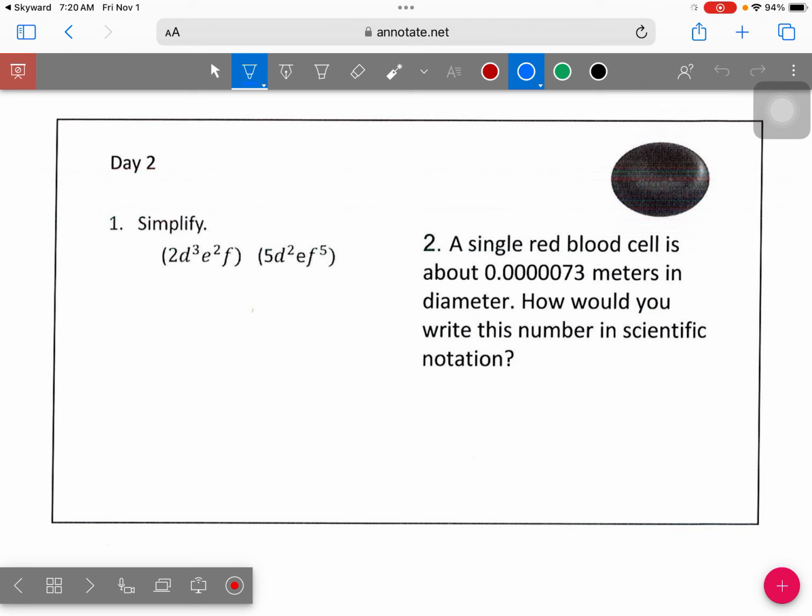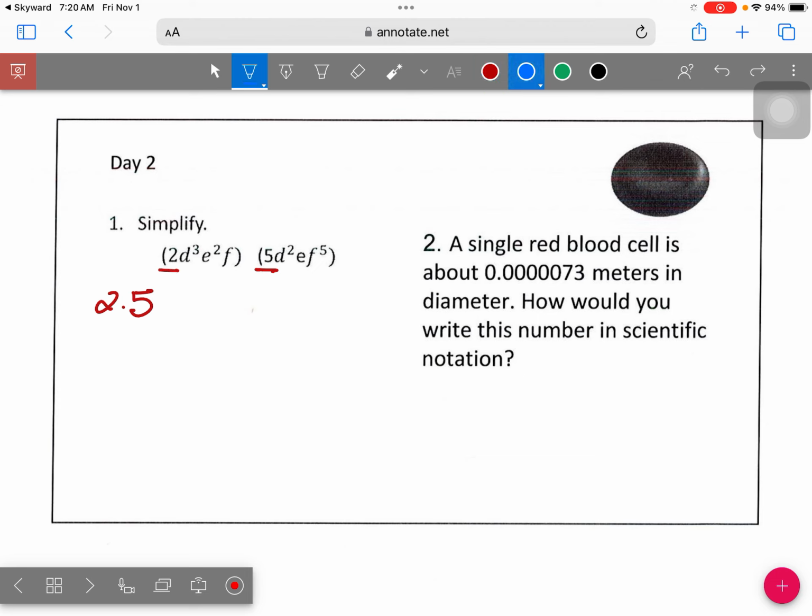Okay. So when I would simplify, what would I do here first? You tell me. 2 times what? No, I want to pull those coefficients out, so I'm going to do 2 times 5 first. Okay. And then next I have d to the third.